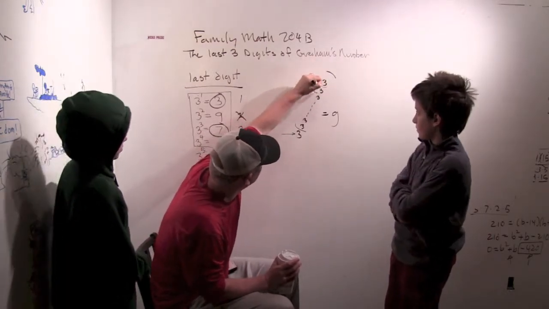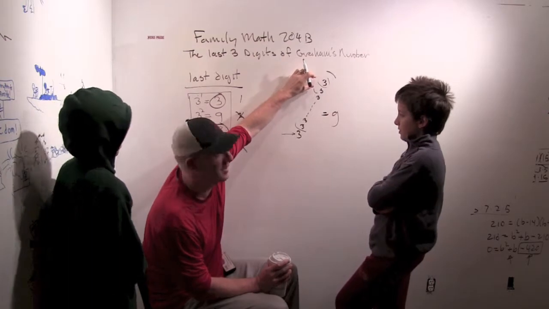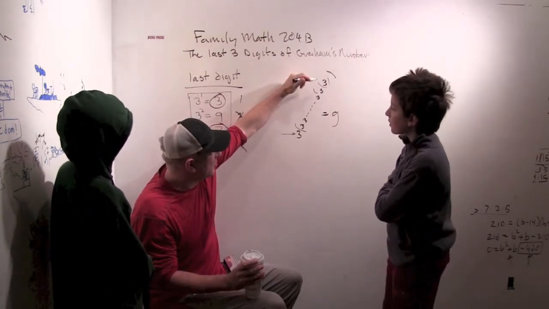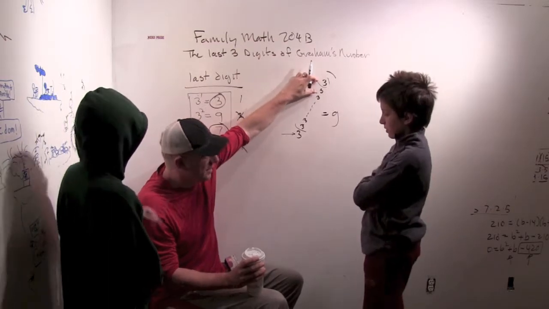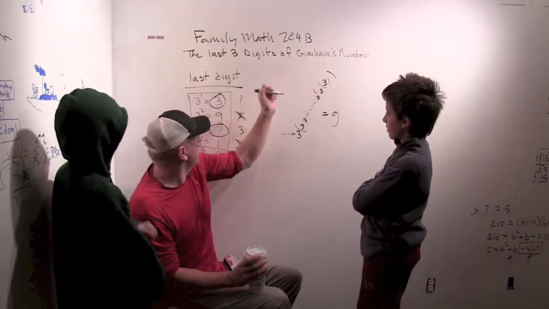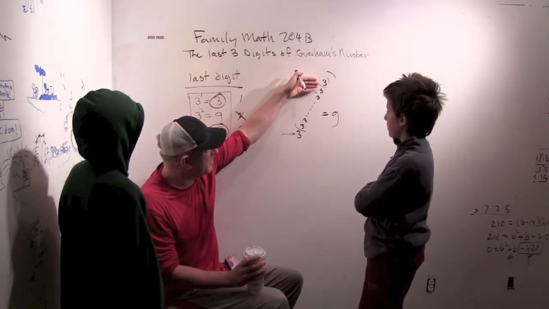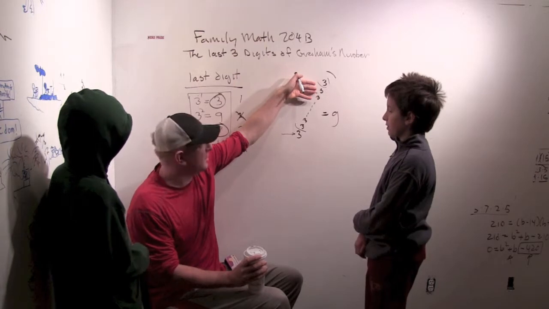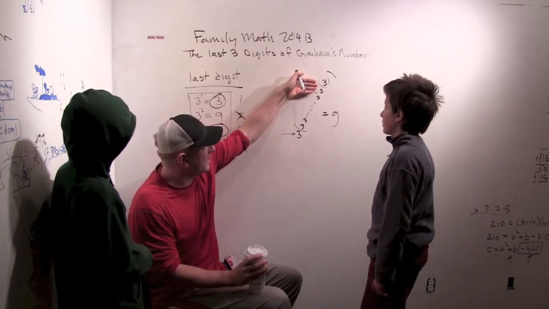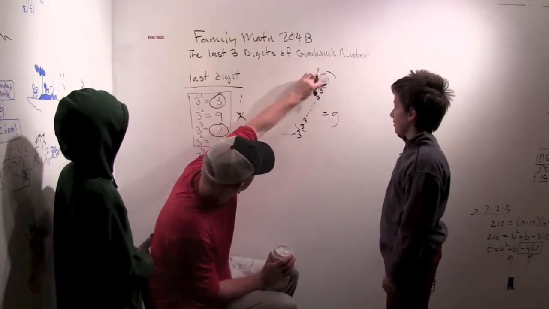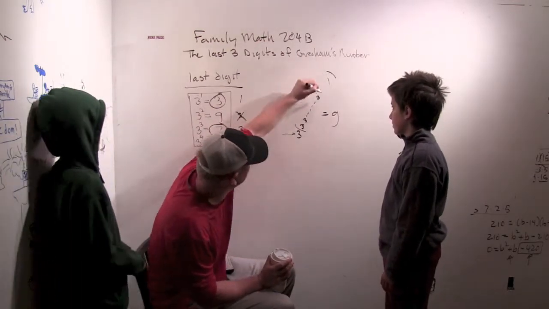Now I come down the chain, and now I have a 3 to the 3 again. So I get 27 when I take 3 to the 3. I'm not looking for the last digit, I'm looking for what that power is. 3 to the 3 is 27. And what is that when I divide by 4? What's the remainder? It's 3 again. So I can erase this power and replace it with a 3.